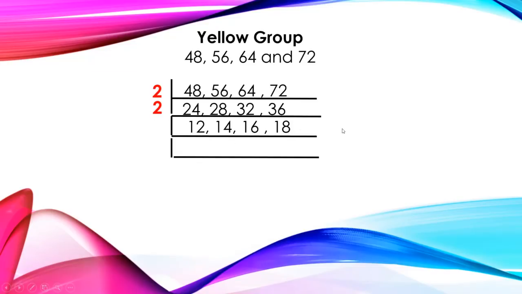So again, it's a set of even numbers. Let's use 2 again. So 12 divided by 2 is 6. 14 divided by 2 is 7. 16 divided by 2 is 8. 18 divided by 2 is 9.